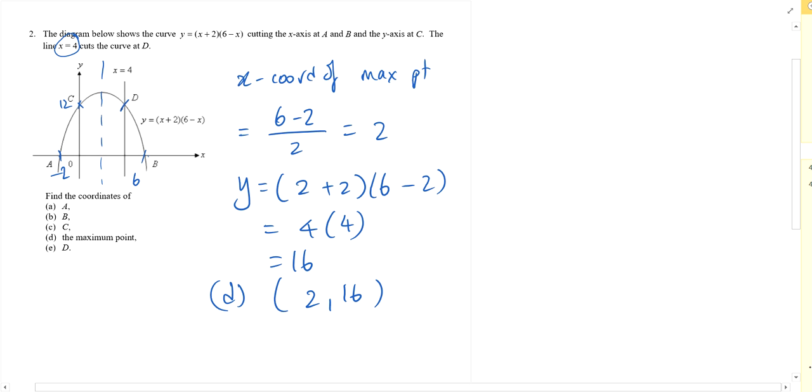And finally, for point D, we just need to substitute x equals 4 inside here to get the coordinates for y.